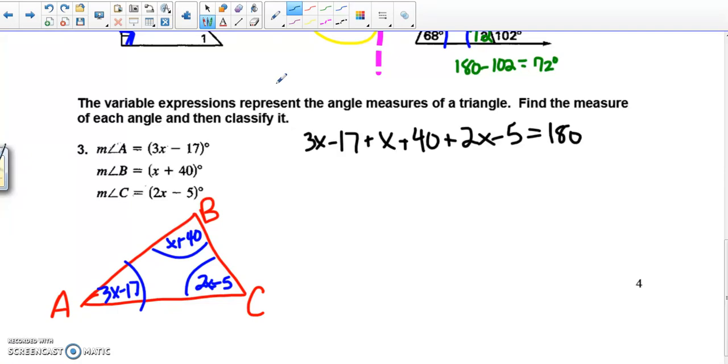Okay, so I'm hoping that's what you came up with. We have three angles, and even though they're not nice perfect numbers, we can just use the expressions. So we have 3x minus 17 plus x plus 40 plus 2x minus 5 equals 180.